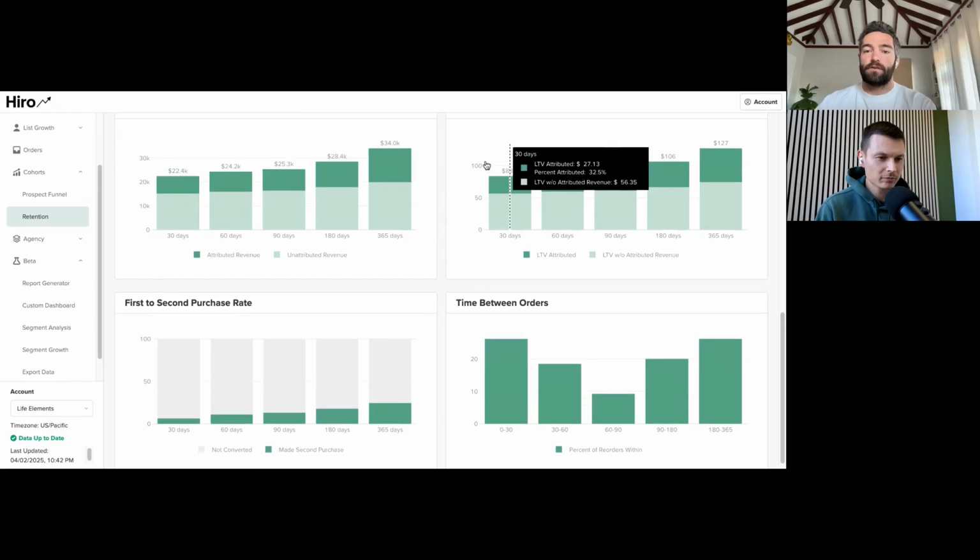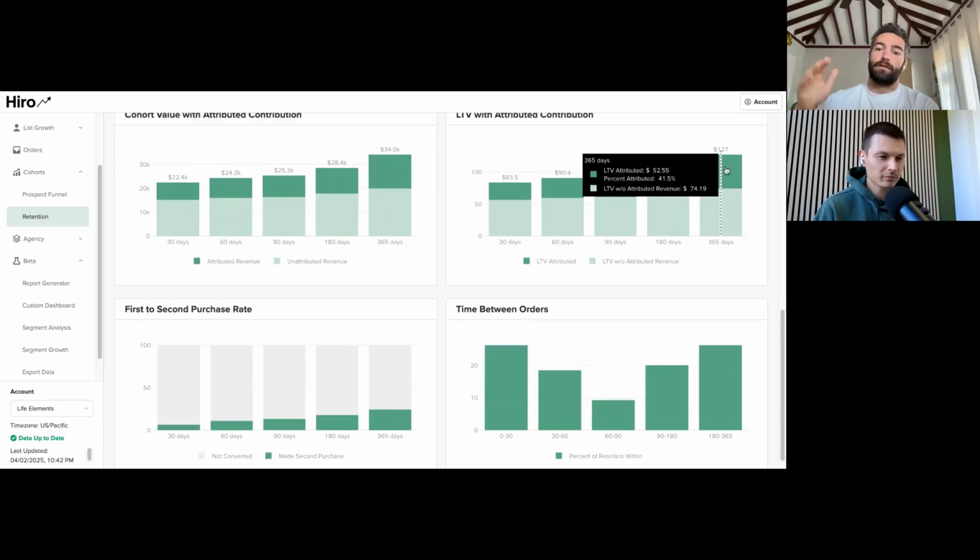And then you'll see it in terms of LTV on this side as well. So at 365 days, LTV without attributed revenue was $74. With attributed, it's 52. So you are getting a sum there of 127. It's not a perfect science here, obviously, in terms of incrementality. But essentially what this is telling you is that attributed value is $52 to the LTV over the course of a year. So it really shows you the value of your retention marketing program running through Klaviyo.